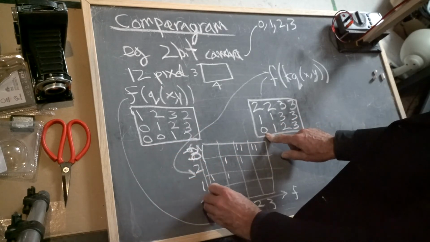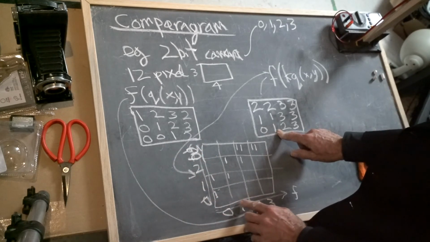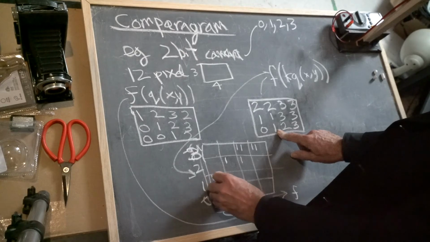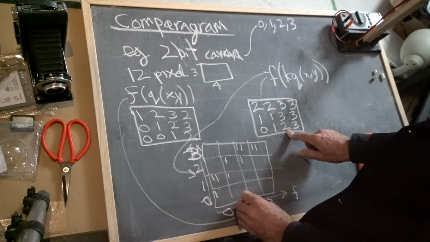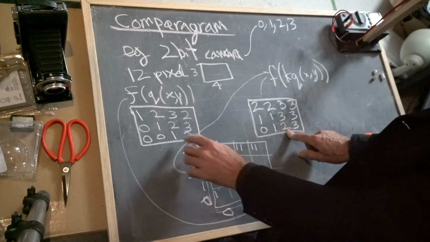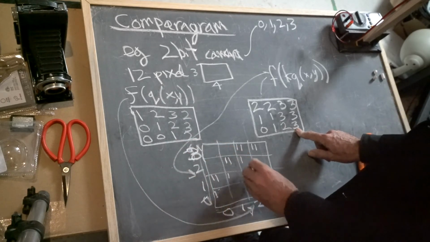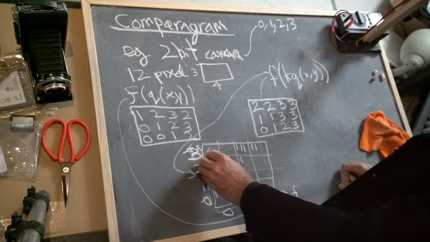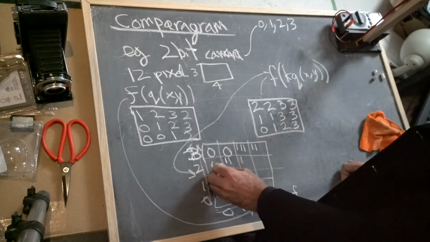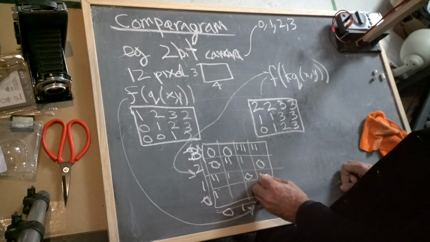That's 0 and 0, 0 and 1, over 0, up 1. And 1 and 2, over 1, up 2. And 2 and 3, over 2 and up 3. So that's the comparagram. All other values are 0. So you initialize the array to all zeros and then increment as appropriate.